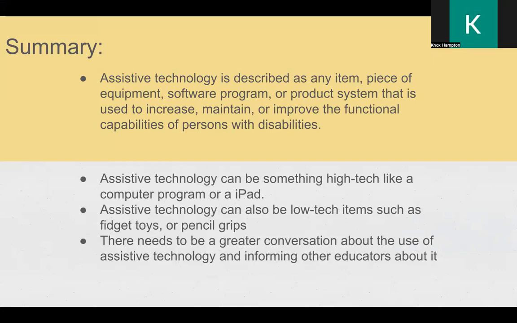Now, assistive technology is described as any item, piece of equipment, software program, or product system that is used to increase, maintain, or improve the functional capabilities of persons with disabilities. This comes in many forms and it ranges from mainly three categories: low tech, mid tech, and high tech. It can be something like an iPad, a computer, something very high tech, low tech items such as fidget toys, pencil grips. A mid tech item would be something like a wheelchair.